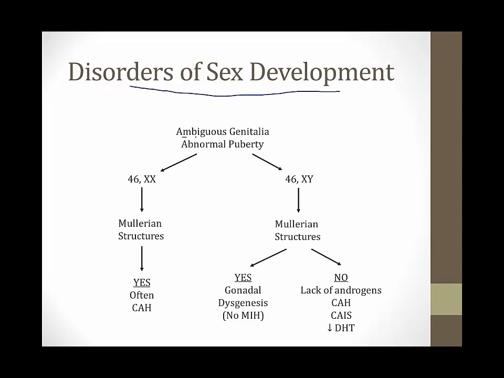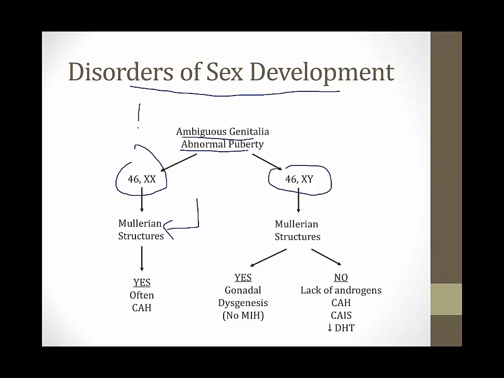This slide shows an algorithm so you can better understand disorders of sexual development. If a baby is born with ambiguous genitalia or a child develops abnormally at puberty, the first test you want to do is a karyotype to determine whether the child is XX or XY. The next test you want to do is to look for the presence of Mullerian structures. Basically, you want to see if there is a uterus or fallopian tubes. If the Mullerian structures are present, it means that there is an absence of functioning testes, because if the testes are present and they are working, then the Mullerian structures will degenerate.